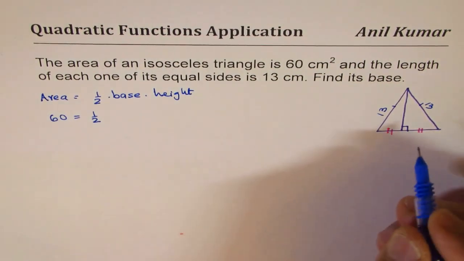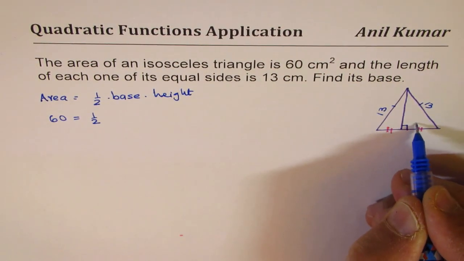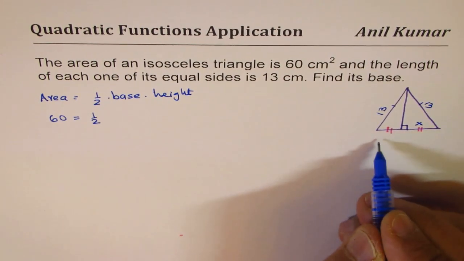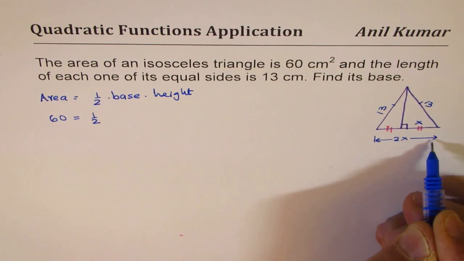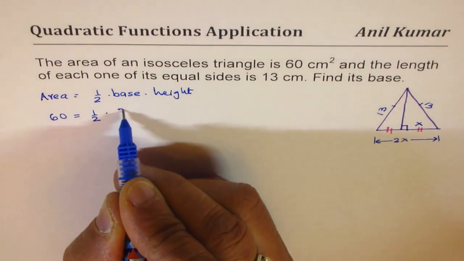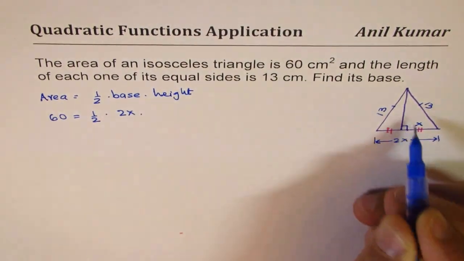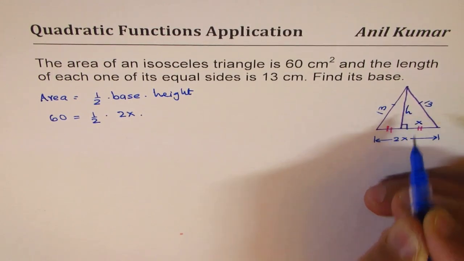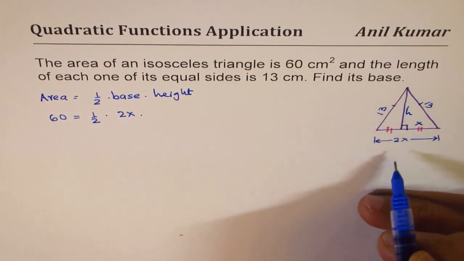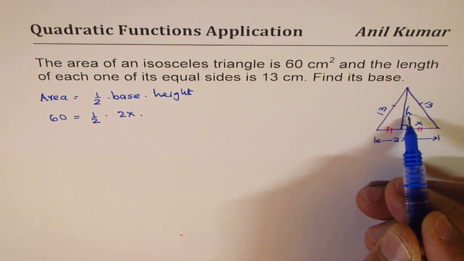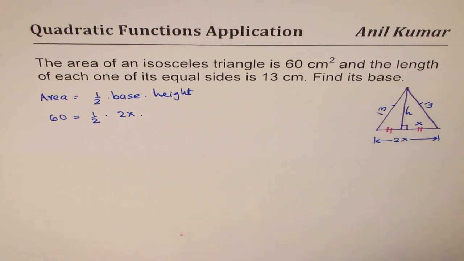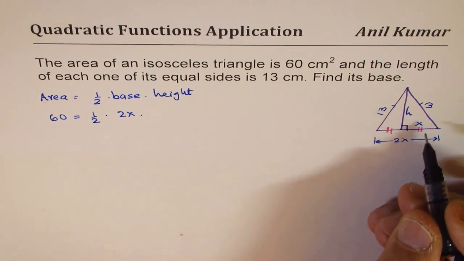So let us say that one of the equal sides is x. So the base will be 2x. So from here to here, it will be 2x, correct? So base is 2x. And what is height? So this is the height for us. How do we calculate? Since this is a right triangle, we can calculate height.